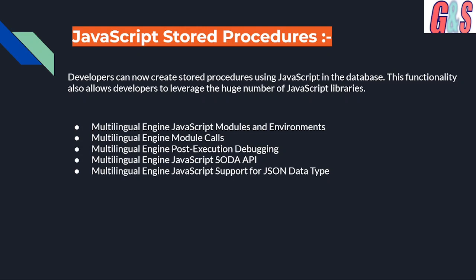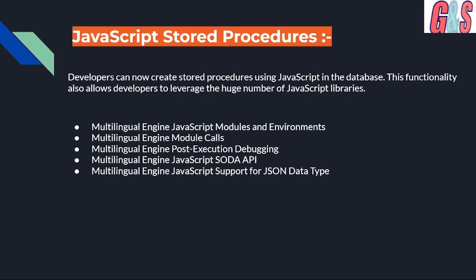Now we understand what is multilingual engine JavaScript support for JSON data type. Support for JavaScript Object Notation, that is JSON. JSON stands for JavaScript Object Notation and is an integral part of Oracle database. Oracle supports JSON natively with relational database features, including transactions, indexing, declarative queries, and views.